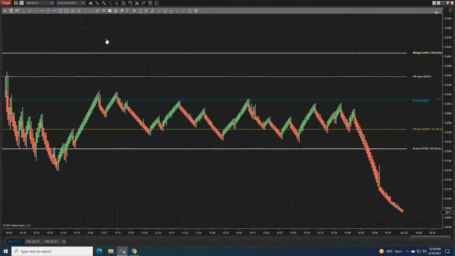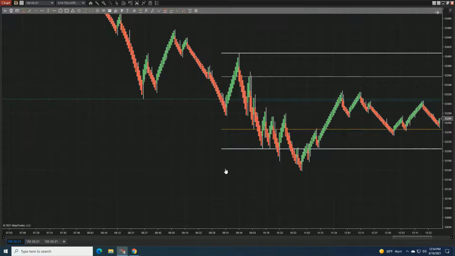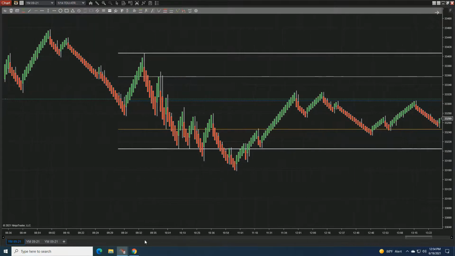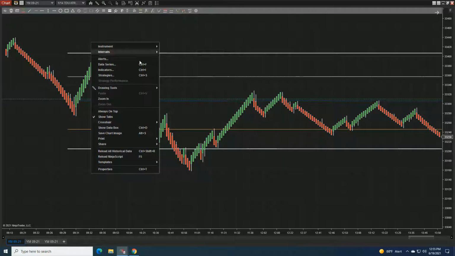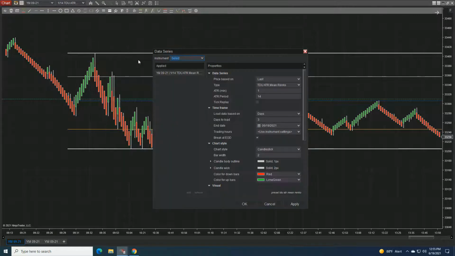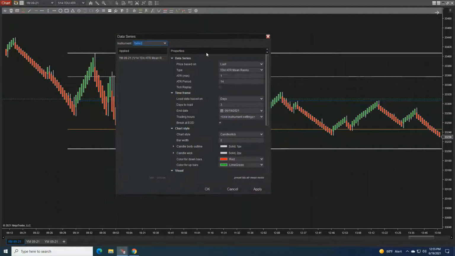So right off the bat, you'll notice that the bars look a little bit funny because what's happening is we're adjusting the bar size automatically to changes in that volatility. If we go in and look at the settings, or in your data series here, you'll note here's the ATR mean Renko bar. Now we're approximating here. This is a 1 minute ATR and a 14 period. These can be changed to whatever you like. This is the default. We find this very adequate.